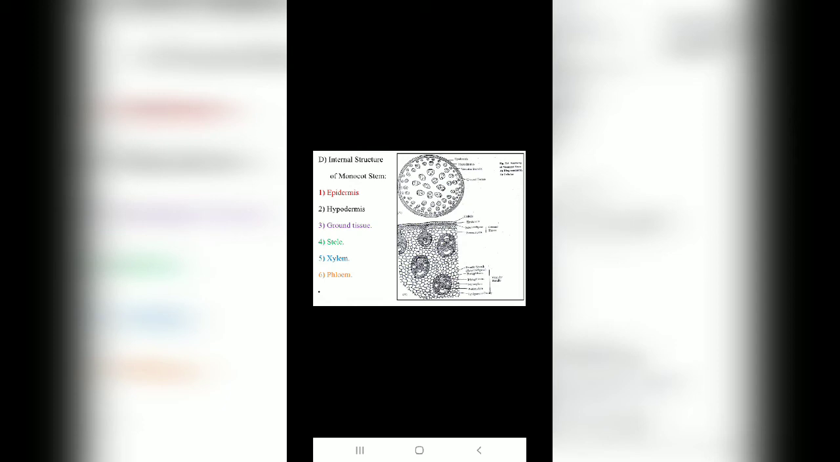Then stele. The stele is atactostele type. In this type, the vascular bundles remain scattered in the ground tissue, so that the identity of stele is lost. Vascular bundles are conjoined, collateral and closed. Peripheral bundles are smaller and more crowded, while those towards the central region are large, widely placed, but all of them have similar internal anatomy. Vascular bundles are oval shaped and are surrounded by a sclerenchymatous bundle sheath.